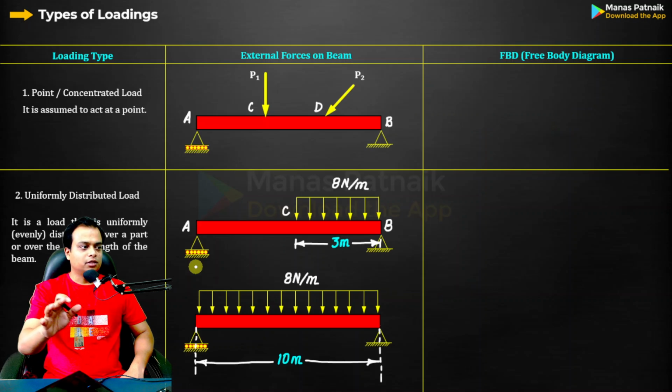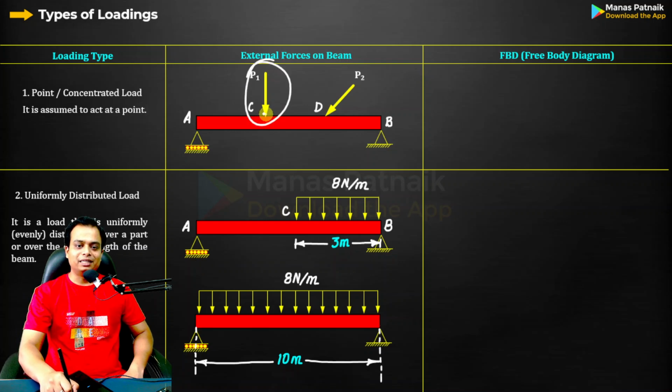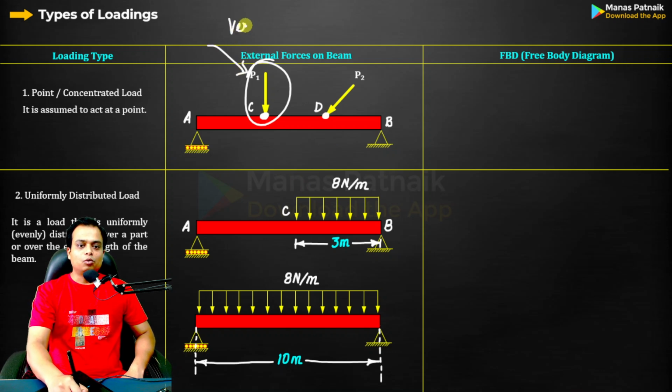Now let me talk about the most important aspect of today's session, which happens to be loadings. What is a point load? It is assumed to be acting at a point. This is the point where the load is acting. This is the point where the load is acting. That point load in this example could either be vertical. That point load could also be inclined.